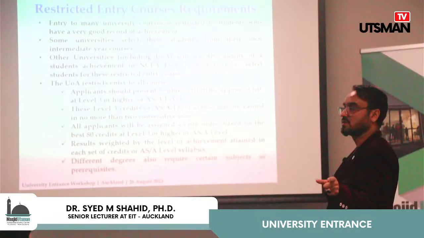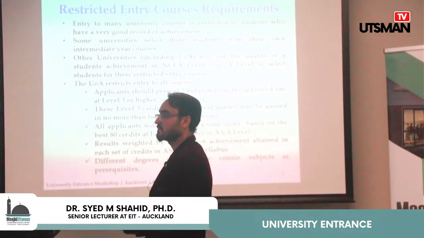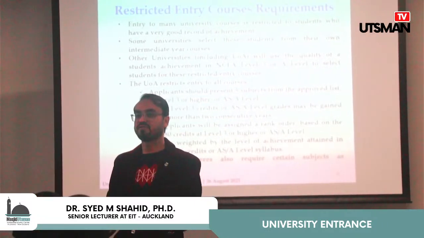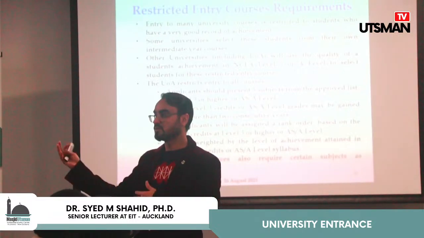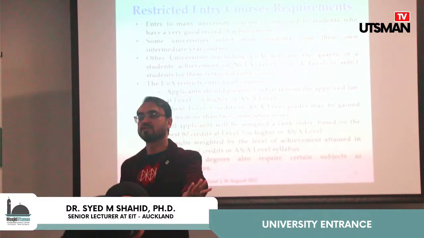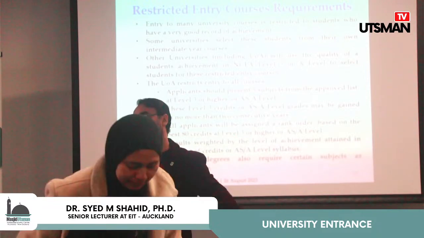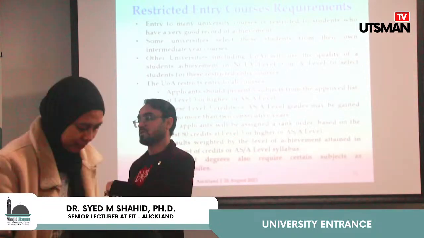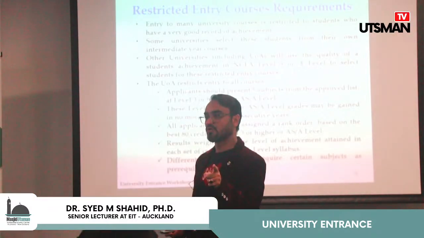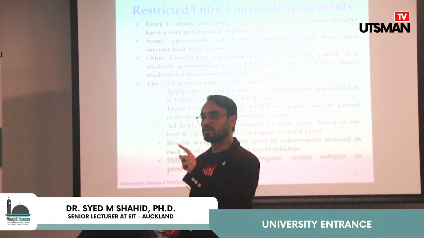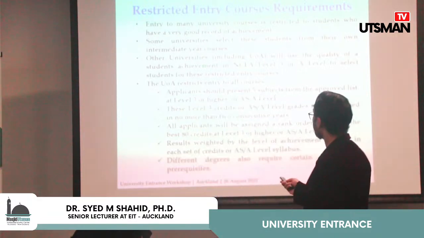They provide, for example, if there are 100 seats, 80 seats are for those students who are coming from high schools, NCEA or Cambridge, and 20 seats are for their own intermediate program. This is another option. If you did not get a chance to get into university program, what you can do, you can get admission into intermediate program.